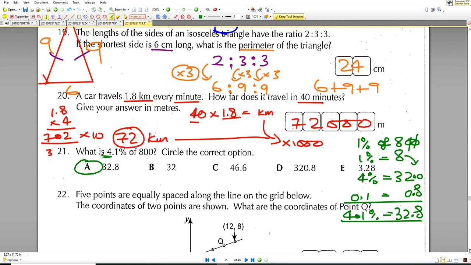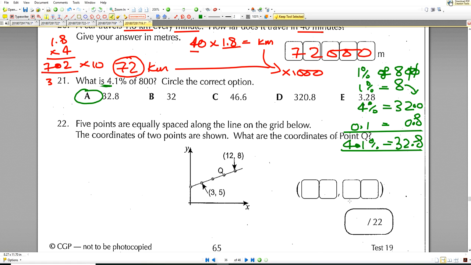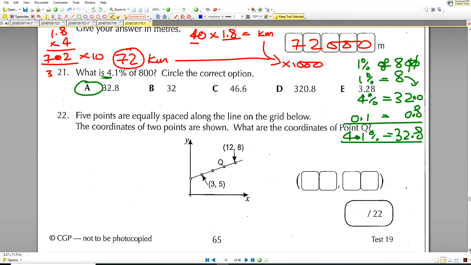Right, we move on to the last question now, the penultimate question. Right, let's get cracking. Let's go for a blue. 5 points are equally spaced along the line on the grid below. First one, second one, third one, fourth one, and fifth one. I'll take those blue lines off now. That was just to show you. The coordinates of 2 points are shown. What are the coordinates of point Q?